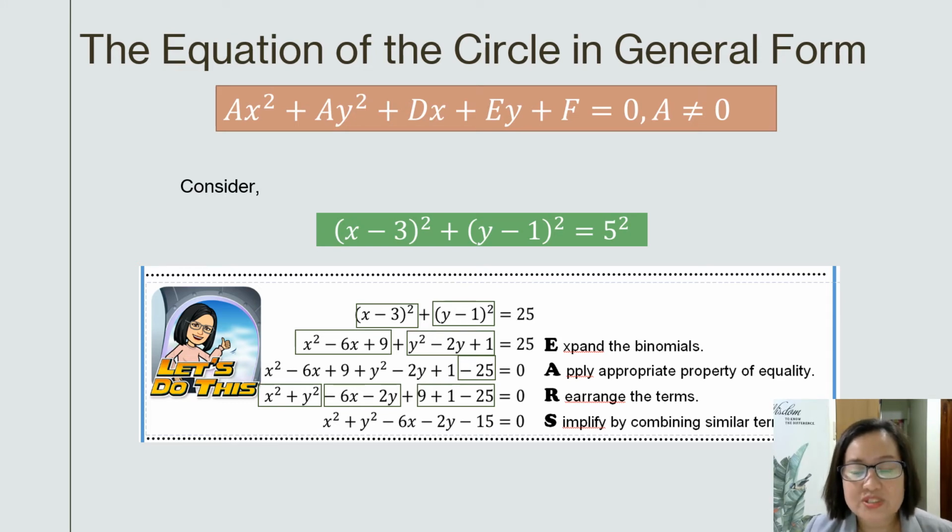Lastly, we simplify by combining similar terms. Simplifying 9 plus 1 minus 25, we will get negative 15. Therefore, the equation of the circle in general form is x squared plus y squared minus 6x minus 2y minus 15. Is that clear? I hope it is.